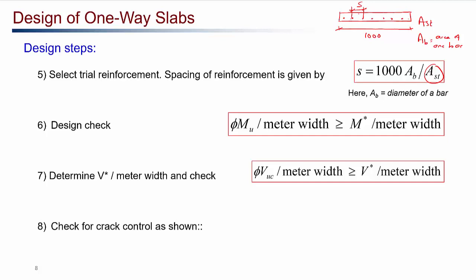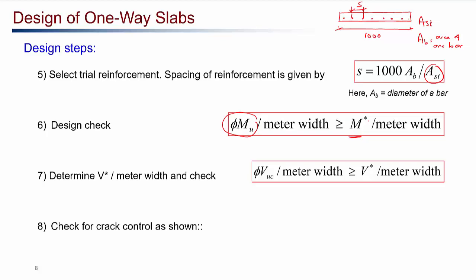Now, we are doing this for a 1 meter slab, and once we have the spacing, we just have to repeat it over the length of the slab. Once we have this trial area and trial spacing, we have to make sure that the design moment capacity is greater than M star. So what we are doing is finding the design moment capacity per meter width, because we are doing the slab design per meter, is greater than or equal to M star, the maximum design negative or positive moment per meter.